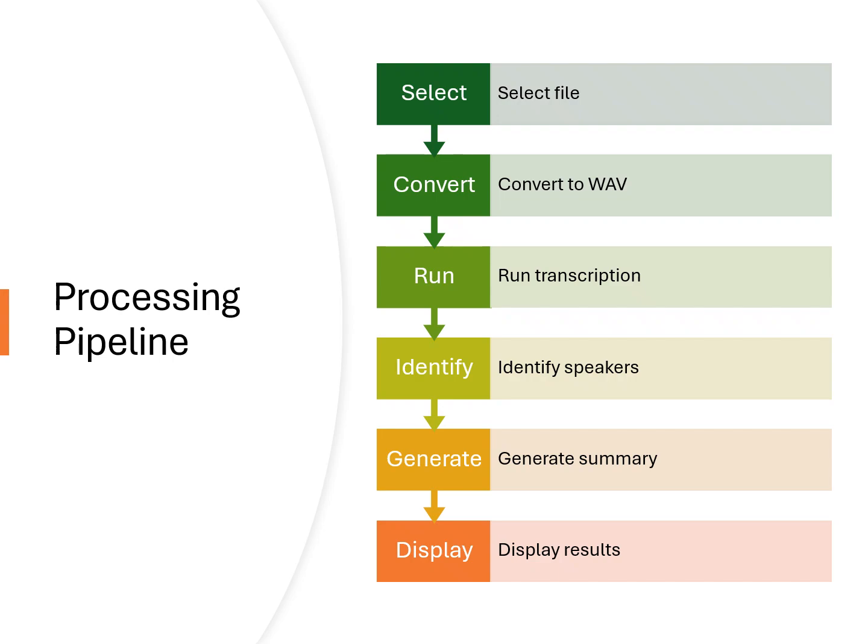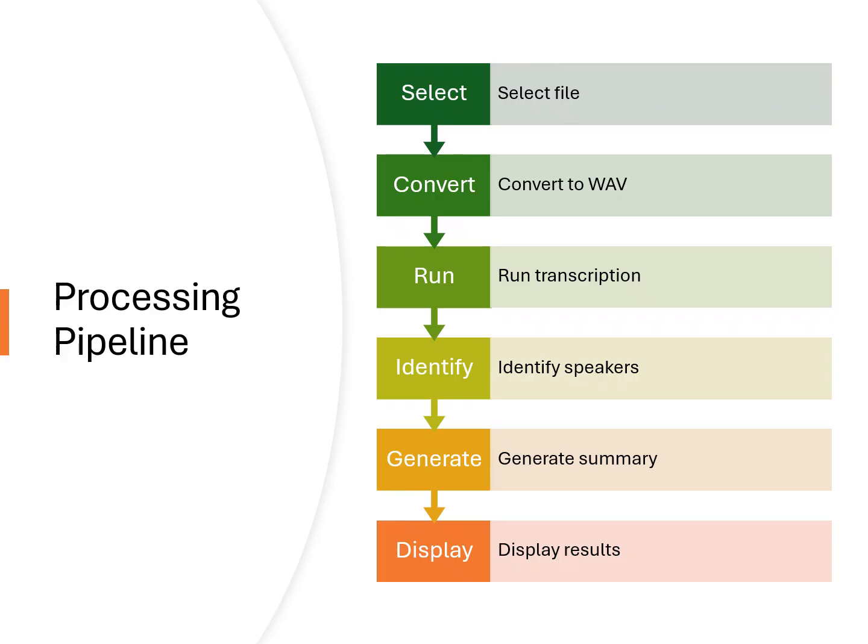Next, the transcription process is executed. During this stage, the speech-to-text model analyzes the audio and converts spoken language into readable text. Once the transcript is generated, the system performs speaker identification, also known as speaker diarization. This helps separate and identify different speakers within the recording, making conversations easier to understand and organize.